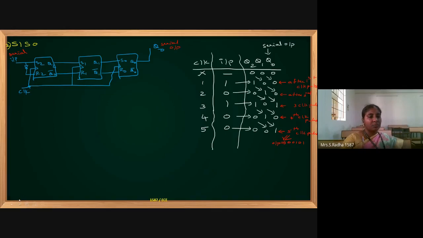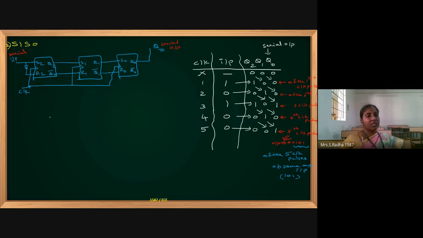So what is our input? Our input is 101. So after the fifth clock pulse, we are receiving 101. Okay. So 5 clock pulses are required in order to get output 101, same as input. After 5 clock pulses, output is same as input, which is the 3-bit 101.